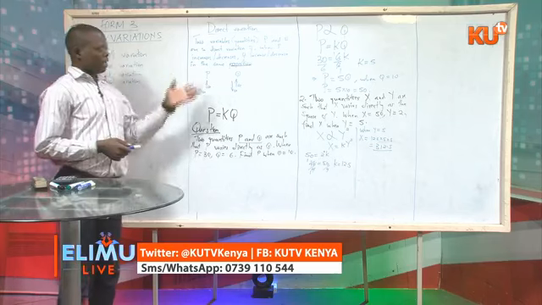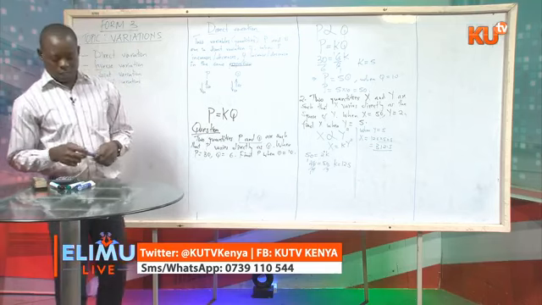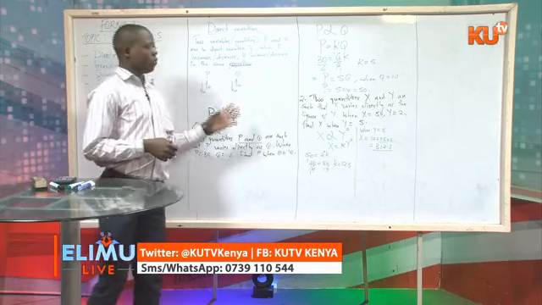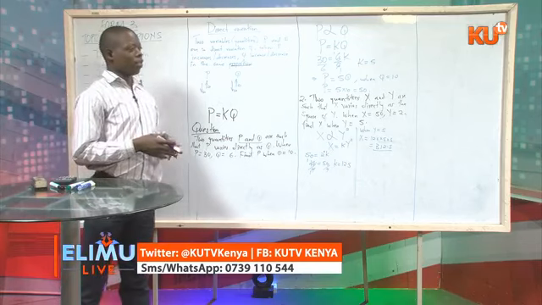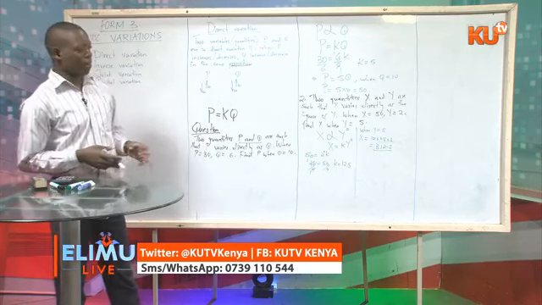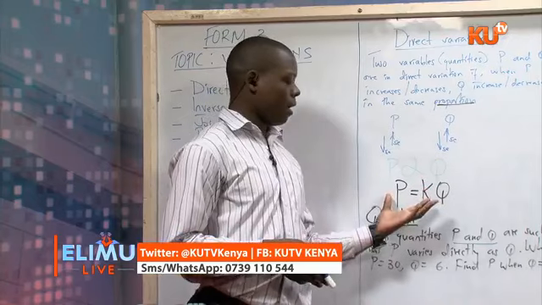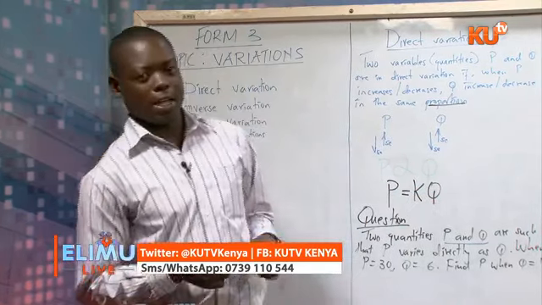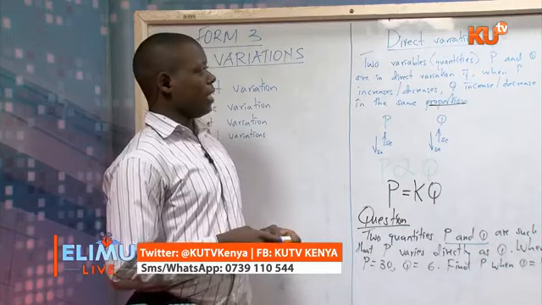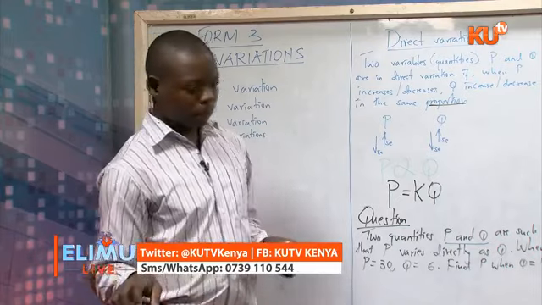So it is simple for direct variation to work out using this procedure. Just know when two quantities are directly varying with each other, then they are related by the expression. If it is, for example, P and Q, it is P is equal to KQ. That is direct variation.